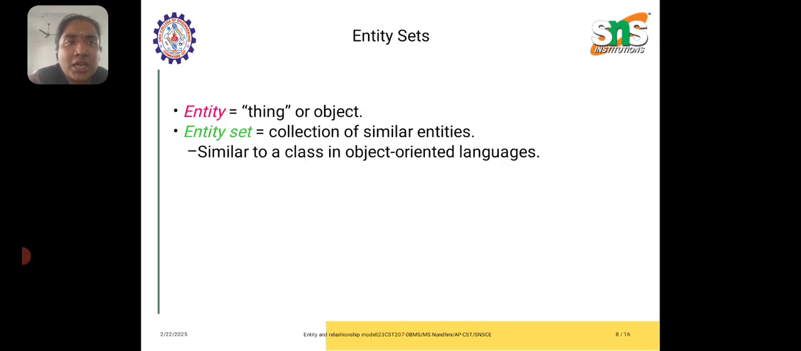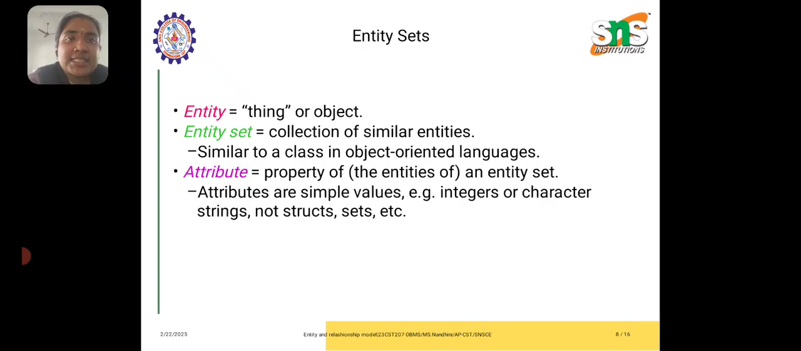Next one is an entity set. Entity is known as a thing or an object. Entity set is a collection of similar entities, similar to a class in an object-oriented language. Attribute: properties of an entity set. Attributes are simple values. Example, integer or character string, not structure, set, etc.